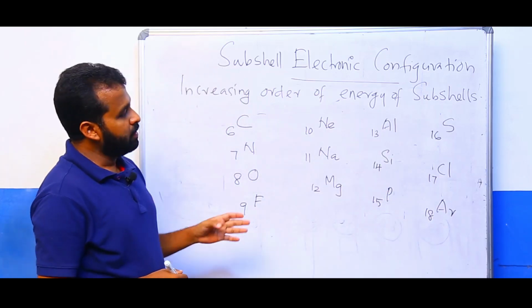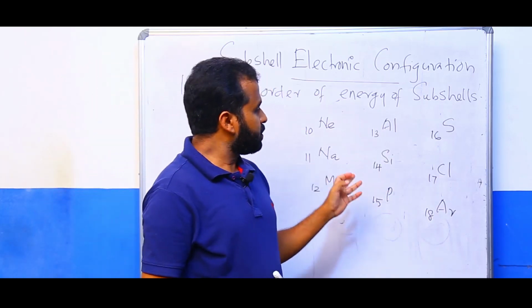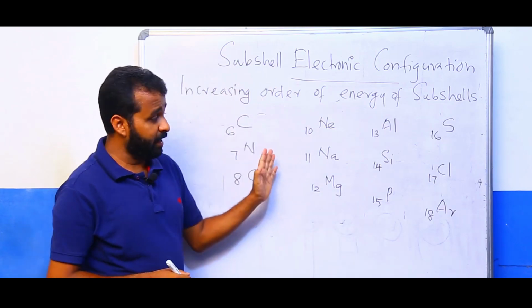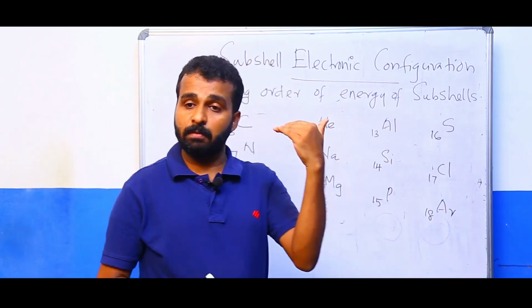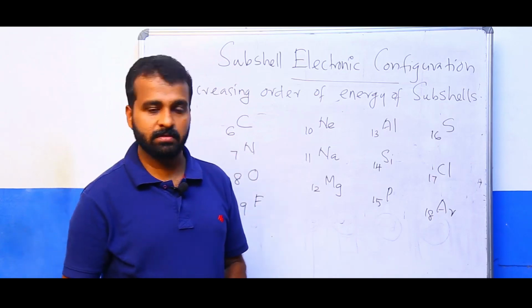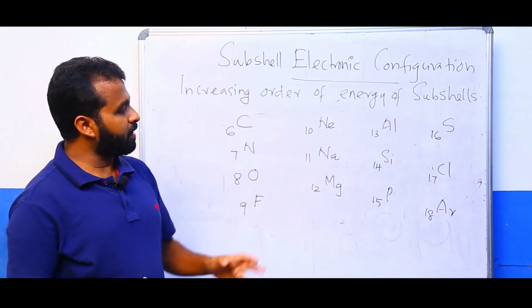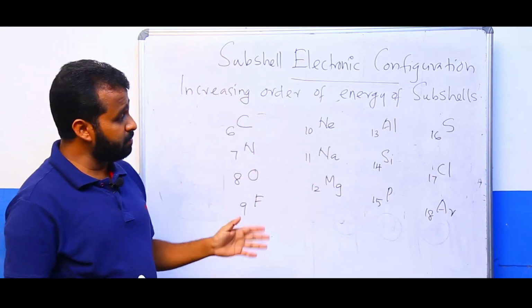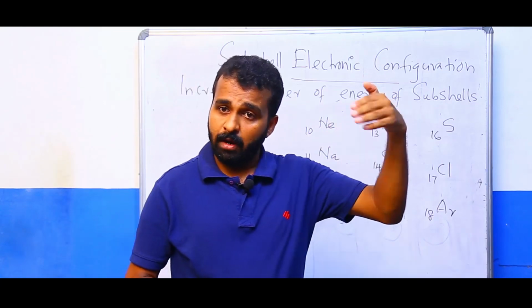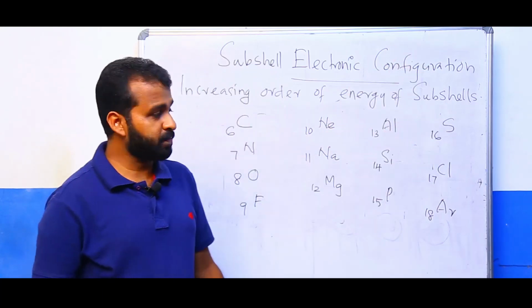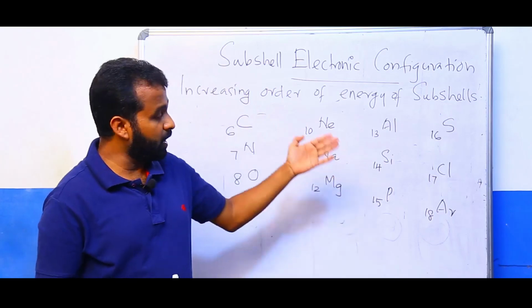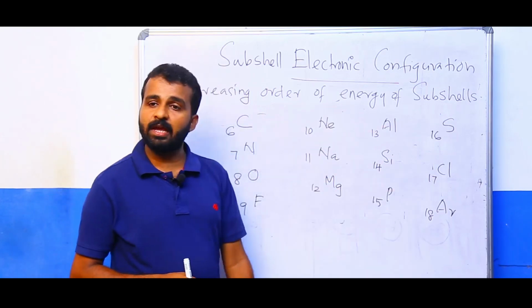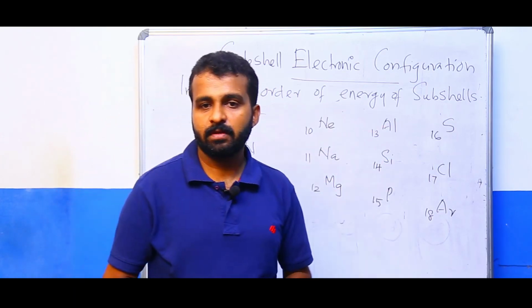Okay. Write the subshell electronic configuration of these elements in your chemistry notebook and submit it in the next class. After argon, we have potassium, calcium, scandium, titanium, vanadium, up to 30 elements. In the next class, we will study how to write the electronic configuration of the remaining elements. Okay. Thank you.